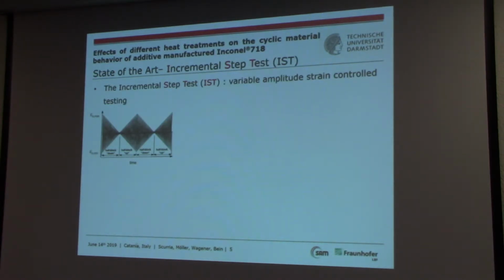For doing so, we use the incremental step test, which is a variable amplitude strain-controlled type of testing, and the specimen is subjected to this strain field. Starting with the maximum elongation, and then decreasing, oscillating around the mean value in the shape of blocks, until the fracture occurs. How do we define that the fracture occurs? We define the last block as a decrease of 10% in stress relative to the half-life number of blocks. When we have a decrease of 10% with respect to the half of the life, we consider the specimen broken. And this goes on until the machine stops.